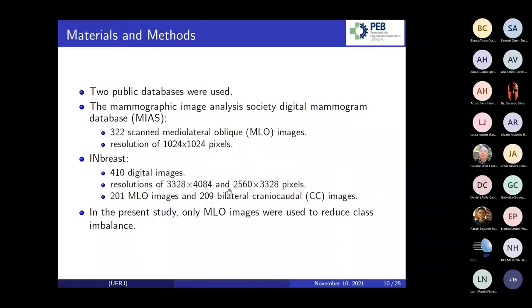And about the data sets we use in this problem, we select the MIAS data set and use all 322 scanned MLO images. That is the image where you can see the breast and the pectoral muscles. And we select the INbreast data set with more than 400 digital images. But for this data set, we select just 201 MLO images, because in the bilateral craniocaudal images, or CC images, you usually just see the breast. And we need to segment the pectoral muscles, and to reduce class imbalance, we select for the INbreast data set just half of this base.